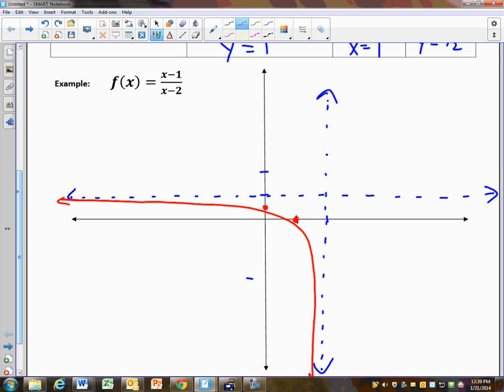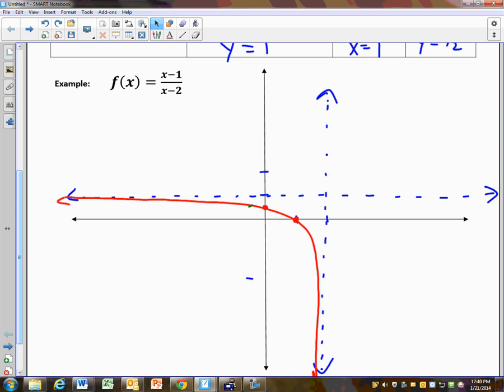Okay. It does go through those points. Well, I think I can actually move it now. Whoop. How's that? Better? All right.